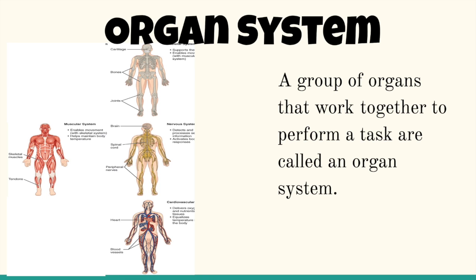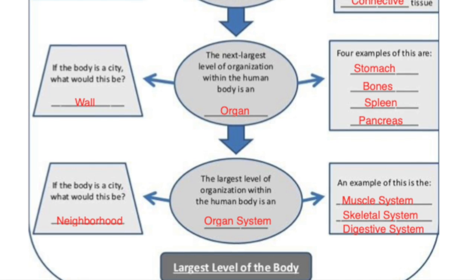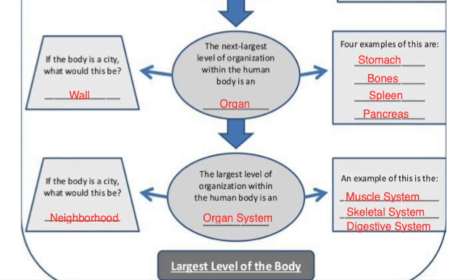If we were to put all of our organ systems together, then we get our organism or a human. If we take all the different neighborhoods in a city and put them together, then we get a city. Your flowchart should now be completed and filled out.